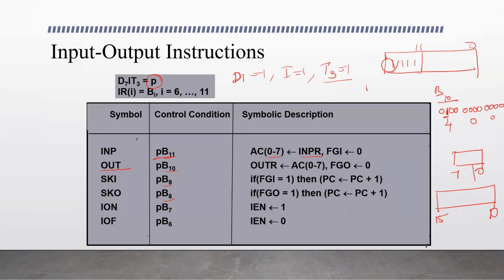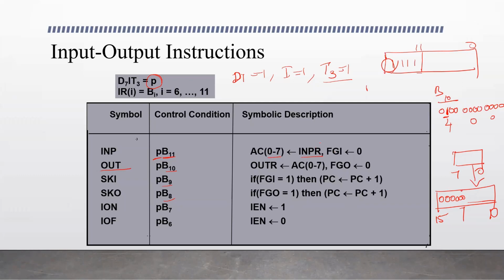To transfer this to the accumulator, these 8 bits are transmitted to accumulator bits 0 to 7. All these bits take the input information from INPR, and all the more significant bits are replaced with 0 in the accumulator. So the least significant bits 0 to 7 of the accumulator are replaced with the content of INPR, and this happens when FGI is 1. This operation is performed.